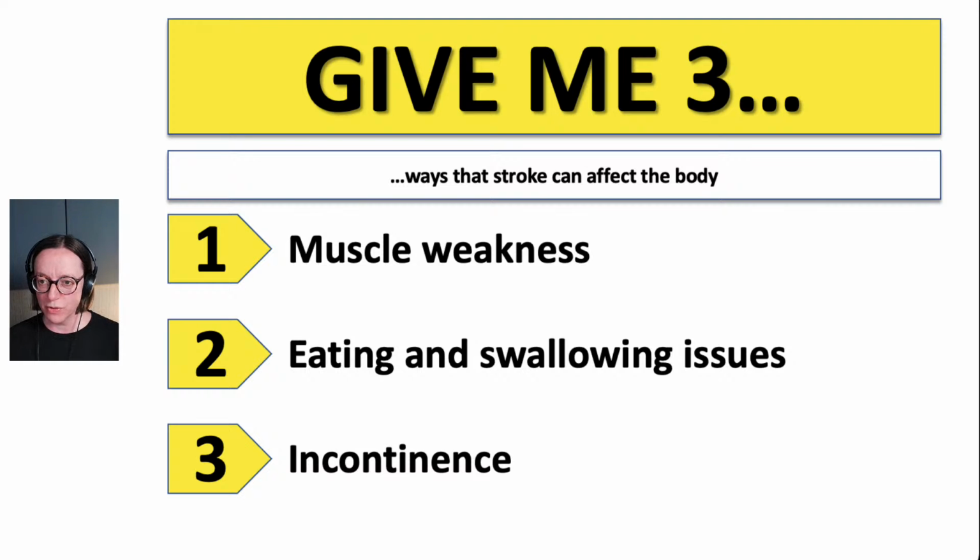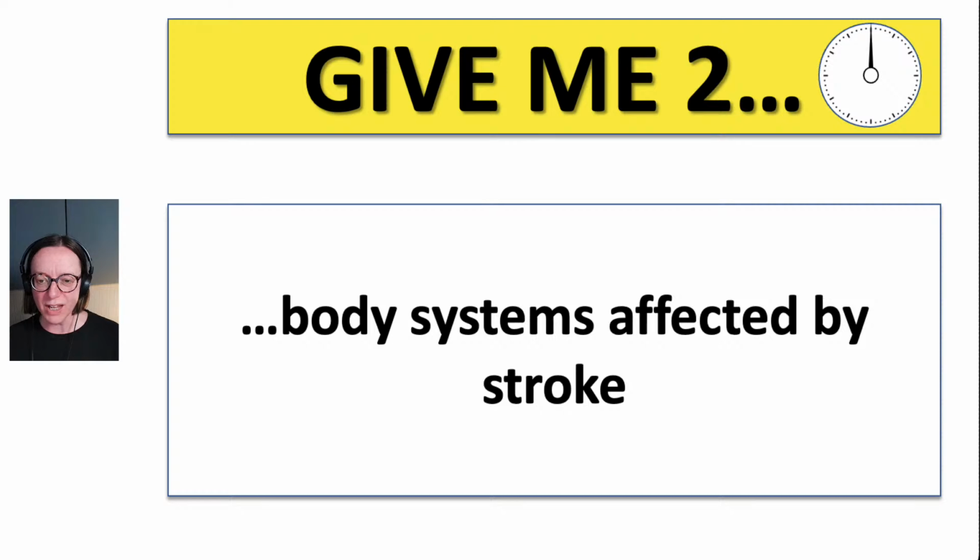Okay, so we've thought about types of stroke and ways that stroke can affect our bodies. So a linked activity to that. I want to know about body systems affected by stroke. So can you give me 2 body systems affected by stroke? I would like to know ideally the primary one.